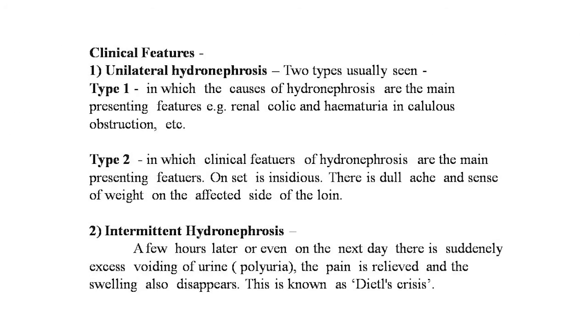Now, the clinical features of the unilateral hydronephrosis. There are 2 types usually seen, type 1 and type 2.